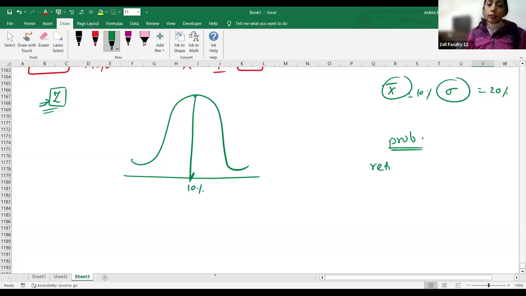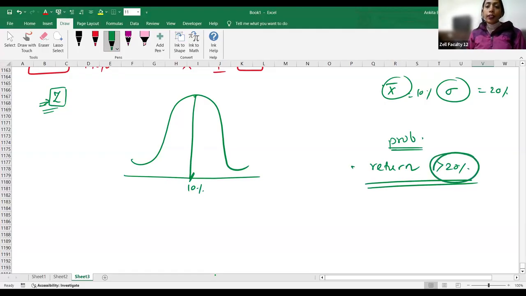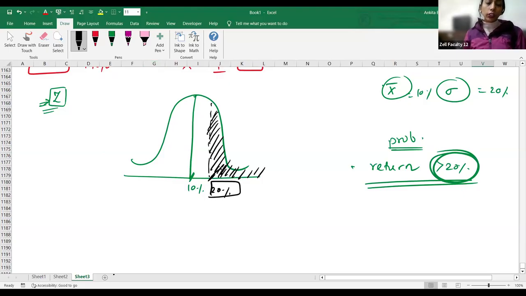that the return would be greater than 20%. So I want to check using my return as 20%. When my average return, how much is given to us? 10%. So I want to check this probability, this one. What is the probability that the returns would be greater than 20%? So by looking at the diagram, can you tell me whether the probability would be greater than 50 or less than 50?